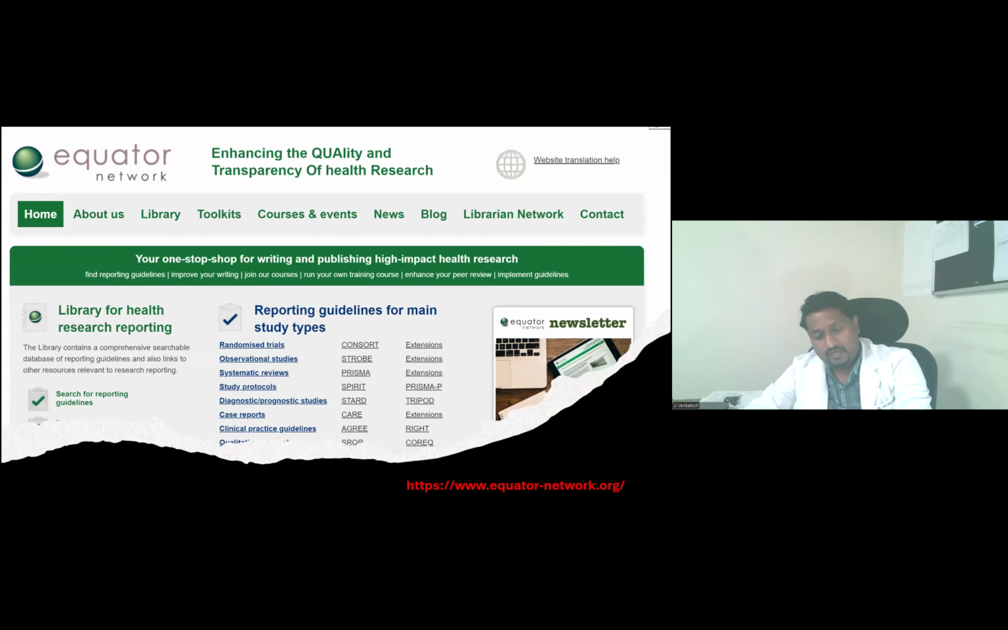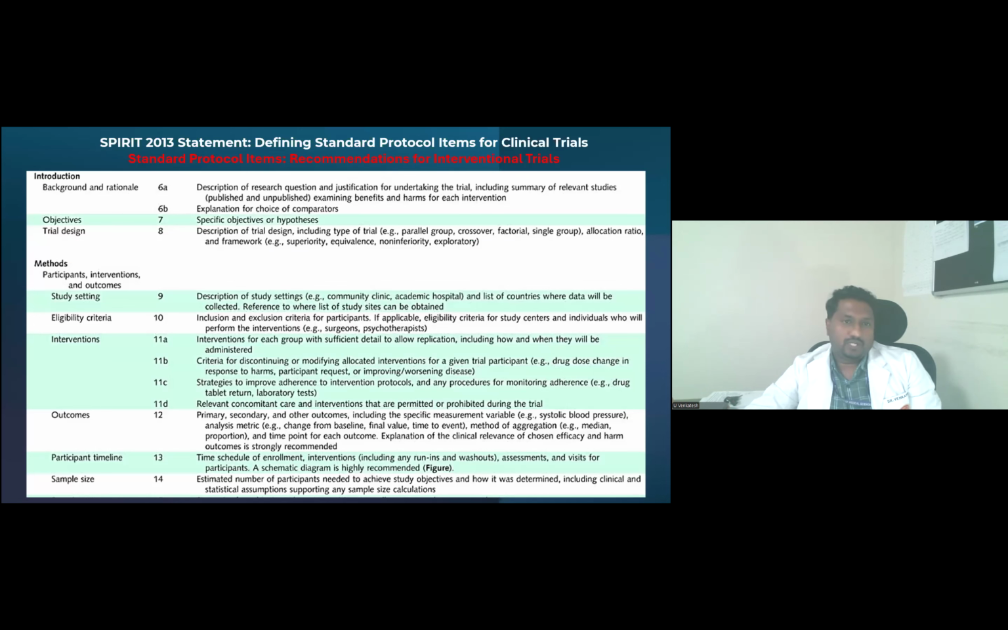So the guideline which I am going to discuss today is the SPIRIT 2013 statement. SPIRIT stands for Standard Protocol Items: Recommendations for Interventional Trials. So this is the common protocol checklist which is available. I have seen many research advisory committees in the institute also follow the SPIRIT guidelines. If it is a non-interventional study, you can skip some of the parts also. This is a standard checklist which is widely followed.